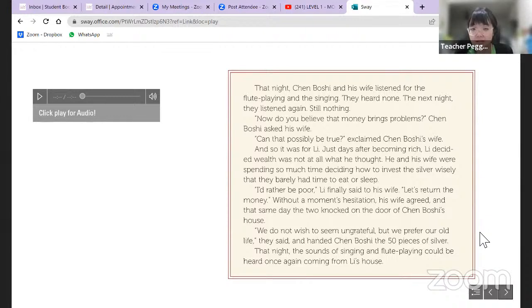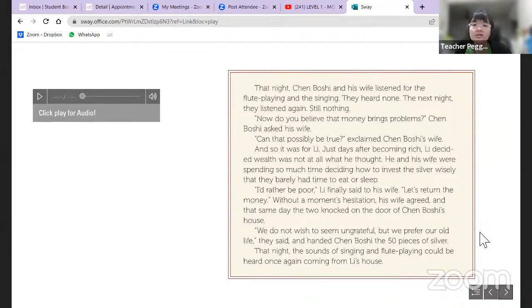And so it was for Lee. Just days after becoming rich, Lee decided wealth was not at all what he thought. Because why? Because they spent too much time thinking how to invest the money, and not enjoying life also. They thought a lot about how to invest the money and were not enjoying life anymore. So after that, they decided to return the money to Chemboshi. They want to live their life as before because they think it is much happier.